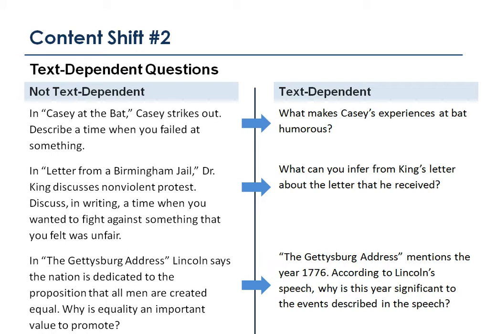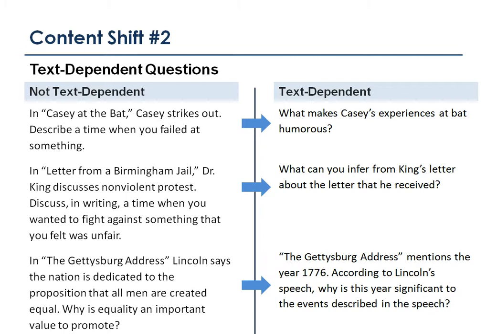When we look at the next example in Letter from a Birmingham Jail, you see the second question in the left column. In Letter from a Birmingham Jail, Dr. King discusses nonviolent protests. Discuss in writing a time when you wanted to fight against something that you felt was unfair. We could answer this without having read it, and so it is not text dependent.